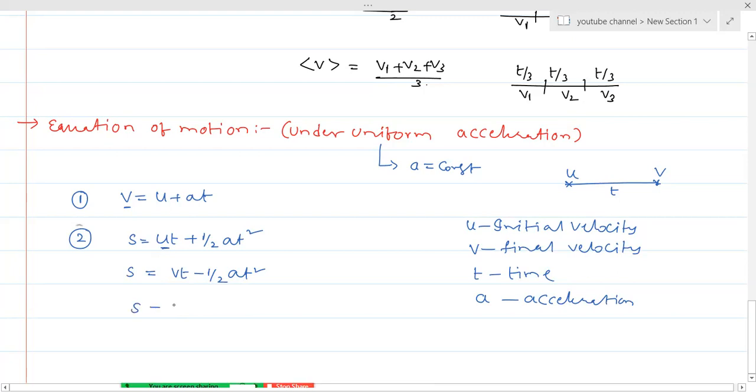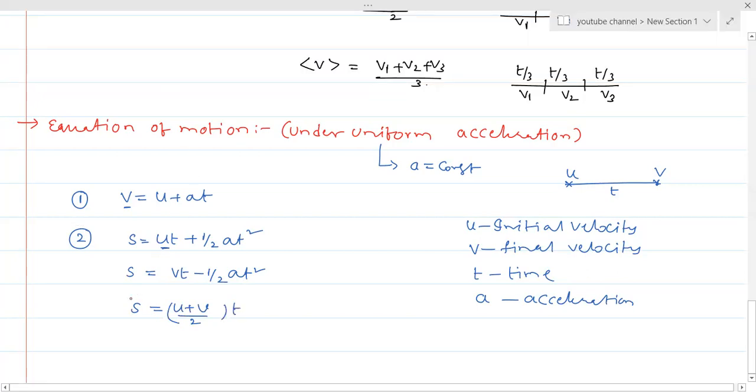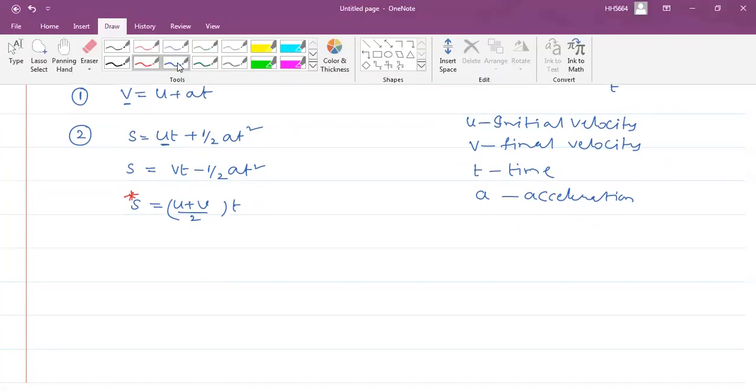But the third one is very important: s equals (u plus v) by 2 into t. Out of all the equations of motion, this is very, very important. Initial velocity u, final velocity v, and t is time.